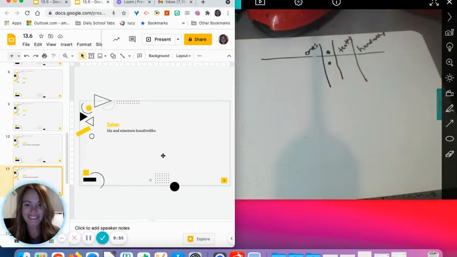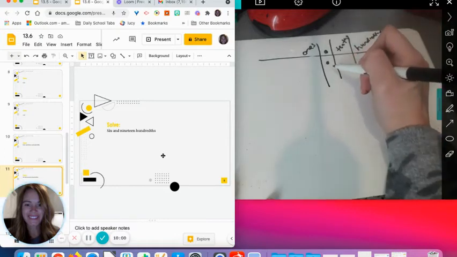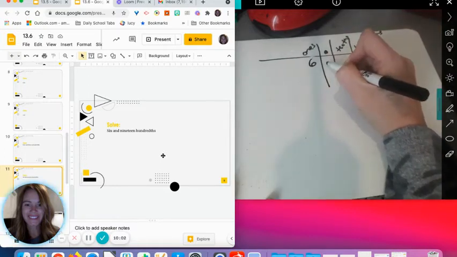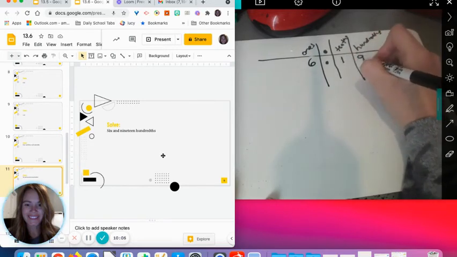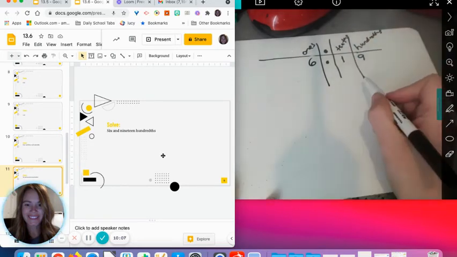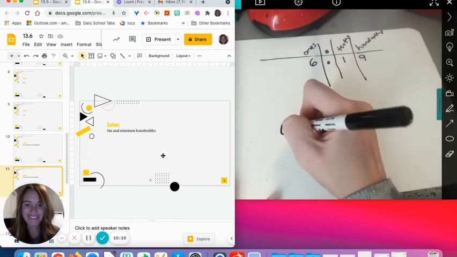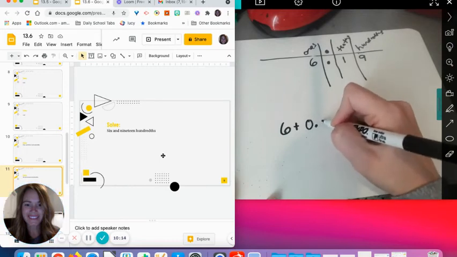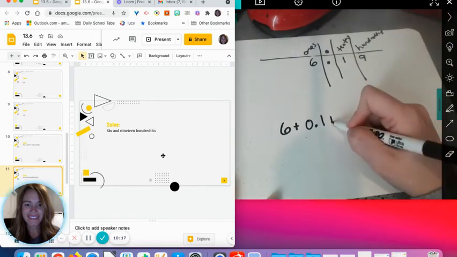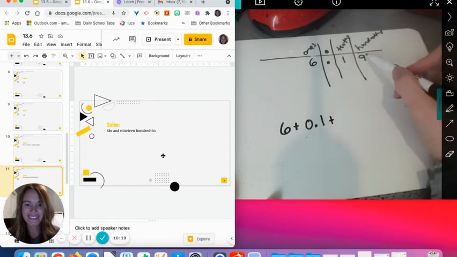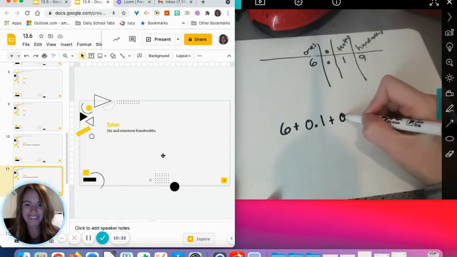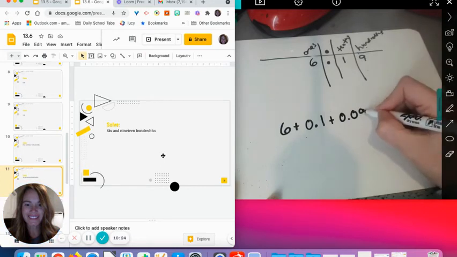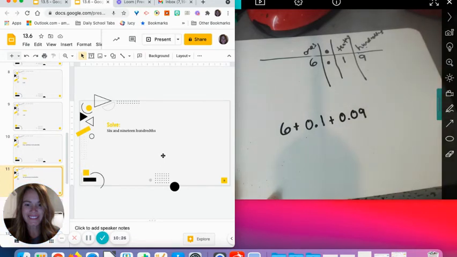All right, our next one is written as 6 and 1900ths. So we have 6 is my whole and 1900ths. Okay, so when I look at this, I know I have 6 wholes plus 1/10. So 1/10 would be written as 0 and 1/10 plus, if I have 900ths, I know that's 0 wholes, 0 tenths, and 900ths. Very good. And then I have it already written in word form over here.